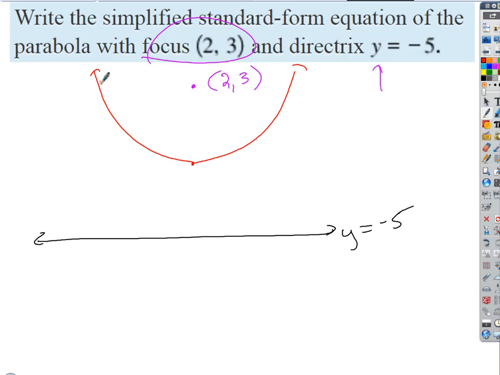We just need to know what are the coordinates of the vertex and what's the value of p. Well, how am I going to find the coordinates of the vertex? What do we know about the relationship between the focus, here's our focus, call it F, and our vertex, V, and the directrix? Equidistant, right. Okay, so then what are the coordinates of the vertex going to be?